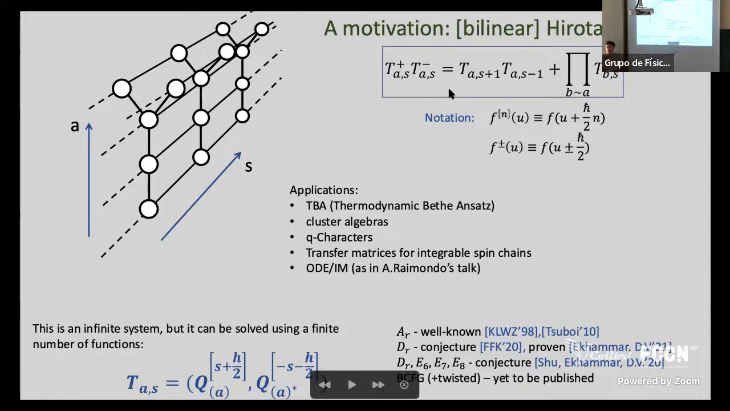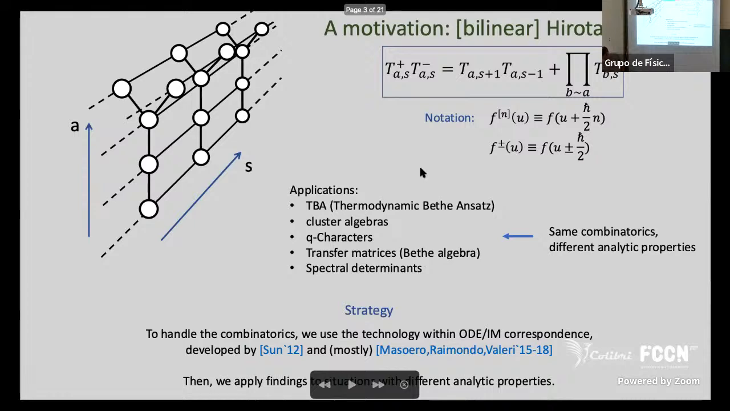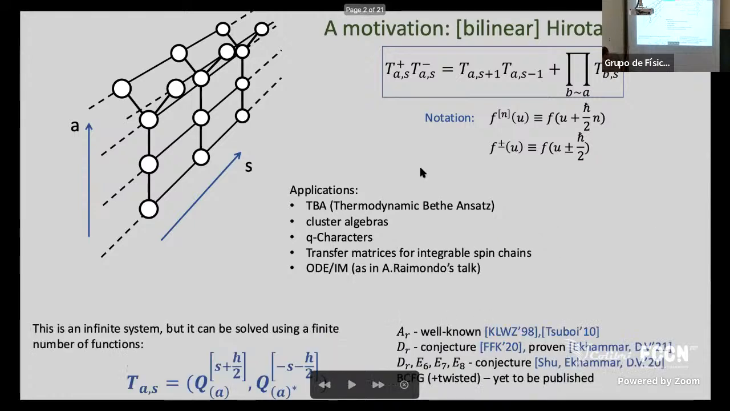Generalization for higher ranks will get the T's as transfer matrices and all types of ODE/IM correspondences. So this equation is universal. And the message I would like to give now is that the combinatorics of the equation is always the same. It never changes, more or less. What differs between different applications is what analytic properties you consider for these functions.